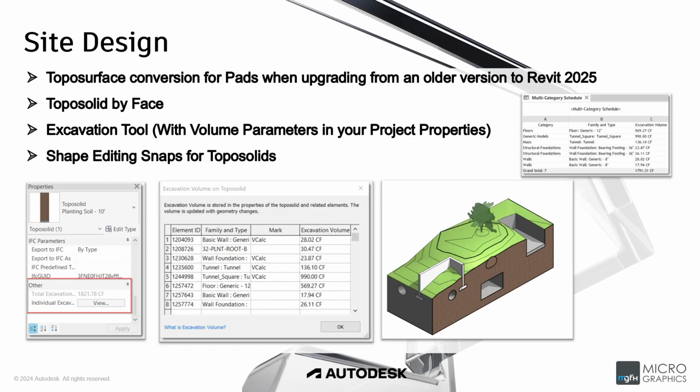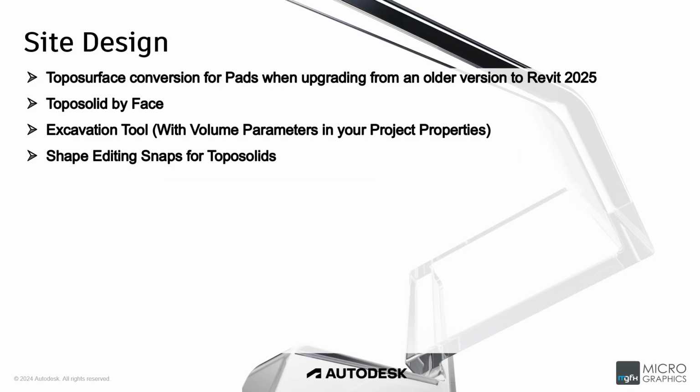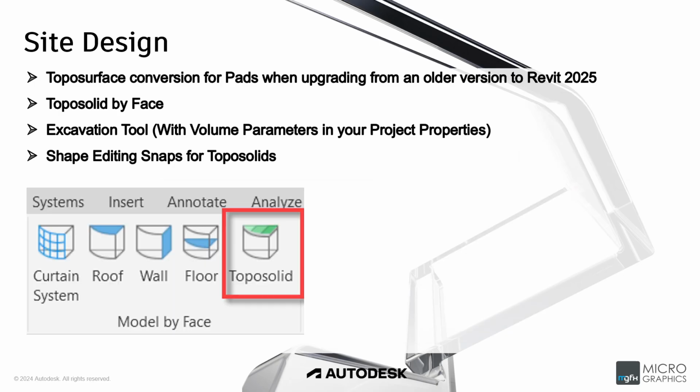Here is just an example. When you upgrade your pads from an older version to Revit, you can still schedule them, and the excavation volume parametrics can be calculated automatically for you, which is quite convenient, and you don't have to redo your excavation for your cut and fill. Under your model by face options for massing and site, under the massing options, you will see there's a topo solid by face.